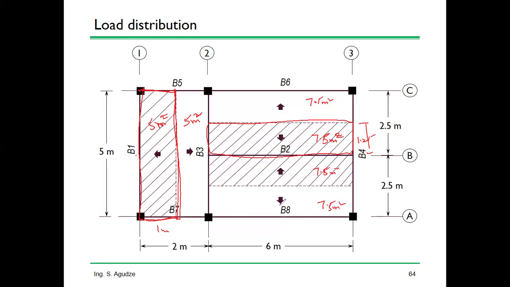Then you do this. Once you do this, you are almost halfway through. All right. Then after you have done this, you have to remember that you need to calculate your design load. So all you need to do is multiply your design load by these areas and you are good to go.